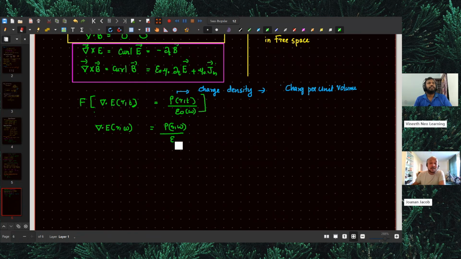Epsilon 0 is a constant. I'm talking about the macroscopic picture. The same thing happens if you take the Fourier transform of del dot B also. There is not much information that we can get from this equation.